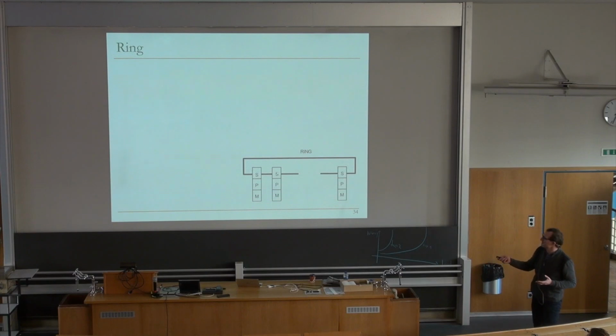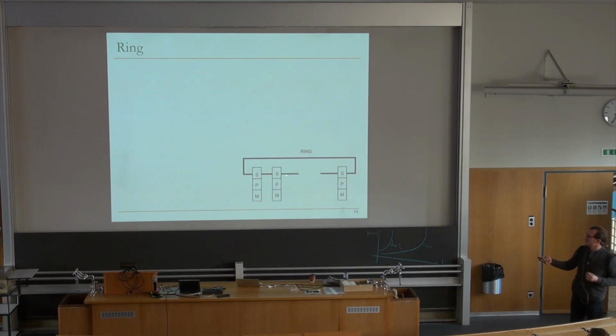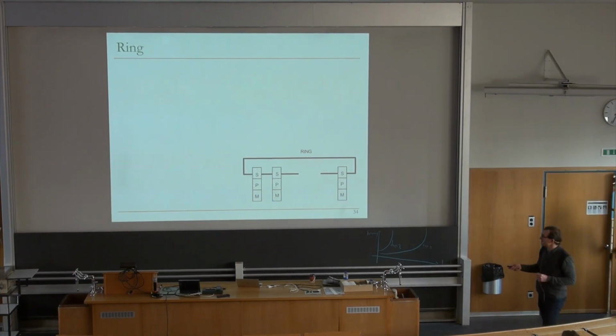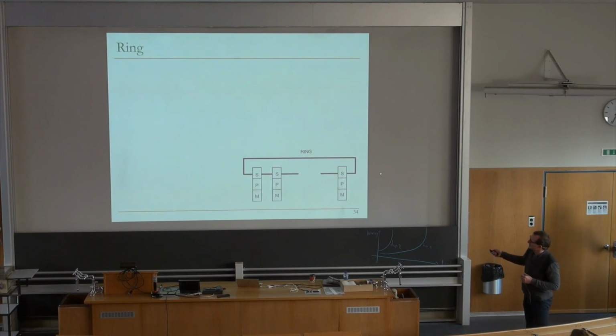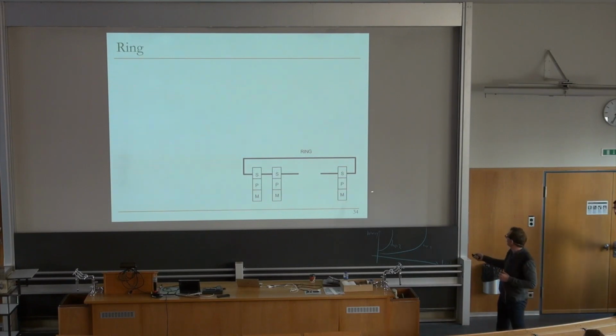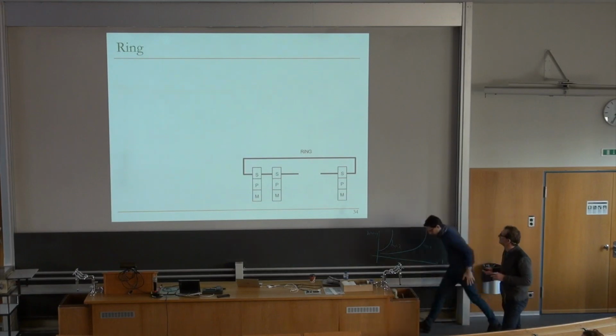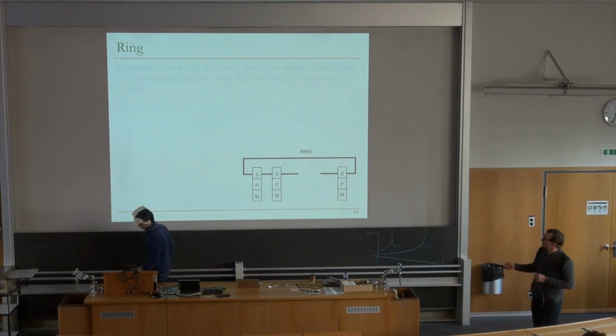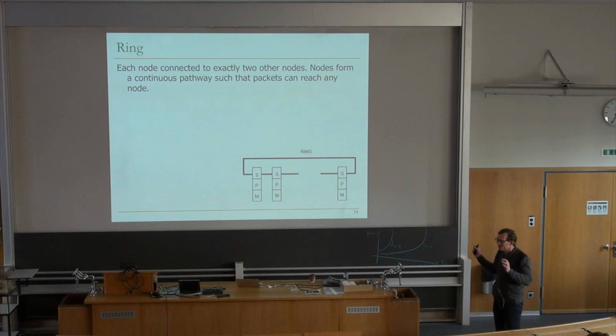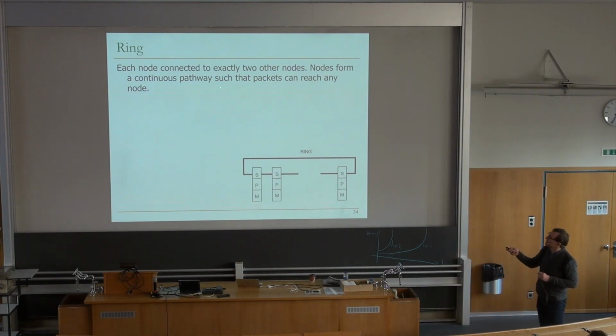Essentially, you have processors that are connected neighbor to neighbor. That looks like this. And each neighbor is connected to its own neighbor. And you have point-to-point links between the two neighbors only. Not all processors, but two neighbors. And then the entire system is connected through what's called this ring, if you will. And if you look at this, well, this is the formal definition, if you will. Each node is connected to exactly two other nodes. Nodes form a continuous pathway such that packets can reach any node.